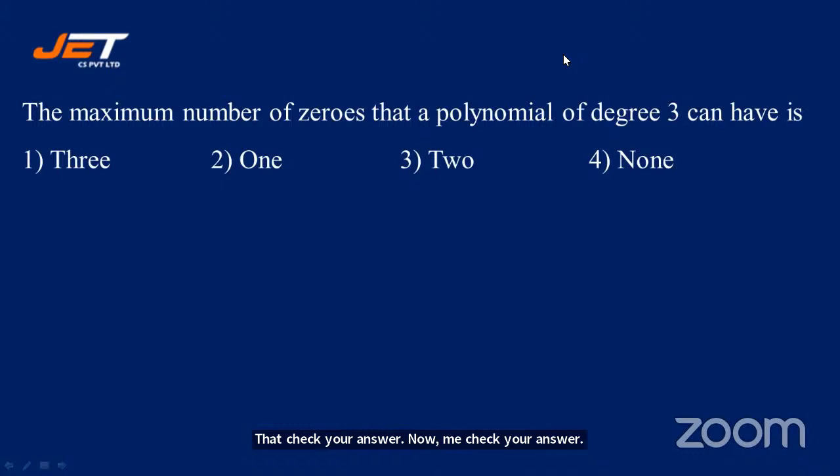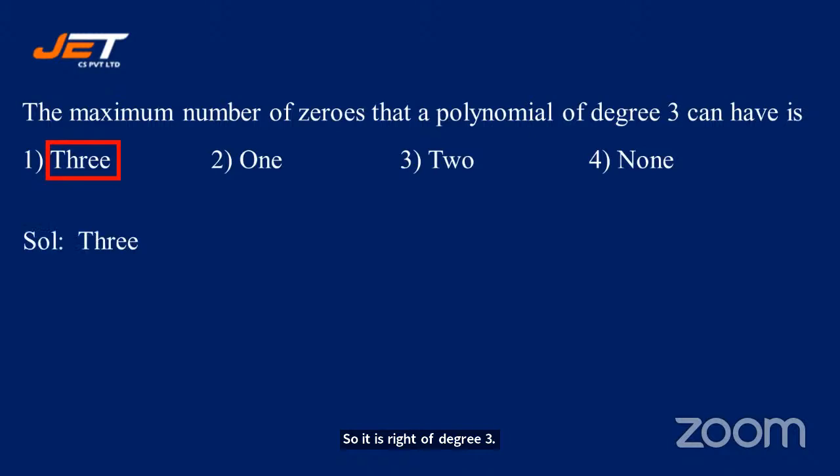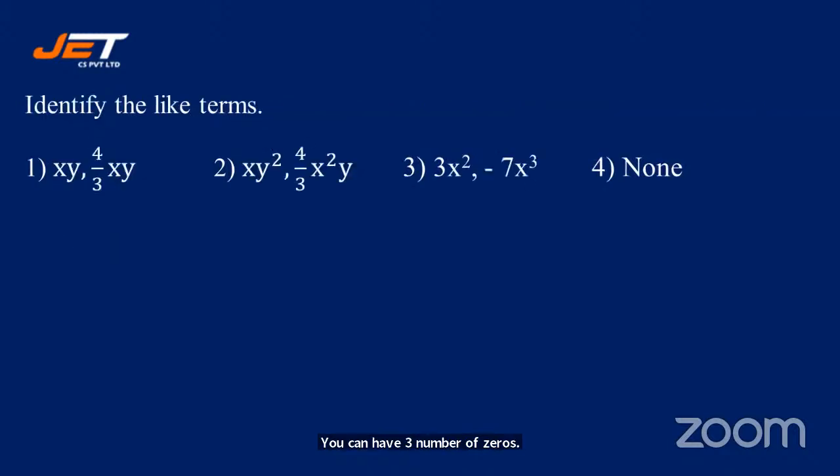Mahesh, you're right. So it just moves on like that. Yes, it is right: of degree 3, it can have 3 zeros. All right, yes, perfect. With this, we are moving on to the next question.